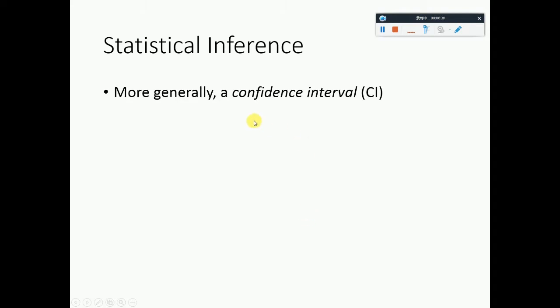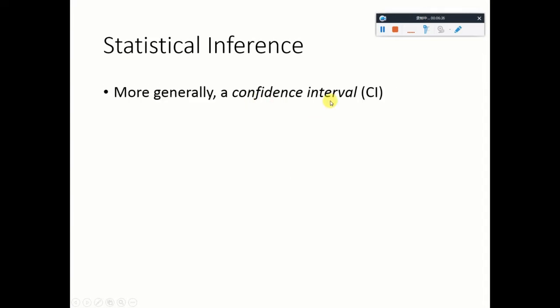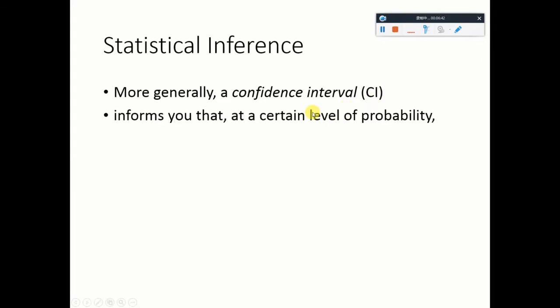And we do have a name for it, right? We call this interval that we generate a confidence interval, or CI for short. Okay, so this CI tells you the following information. That is, at a certain probability level, right? 80% or 95% or 99% or any percentage you would like, right?